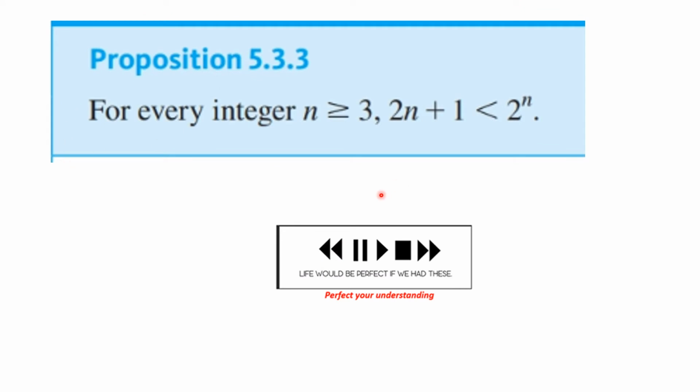With that as background, I would like for you to give this a go. You know what to do. Prove this by math induction. Let's see how you did.